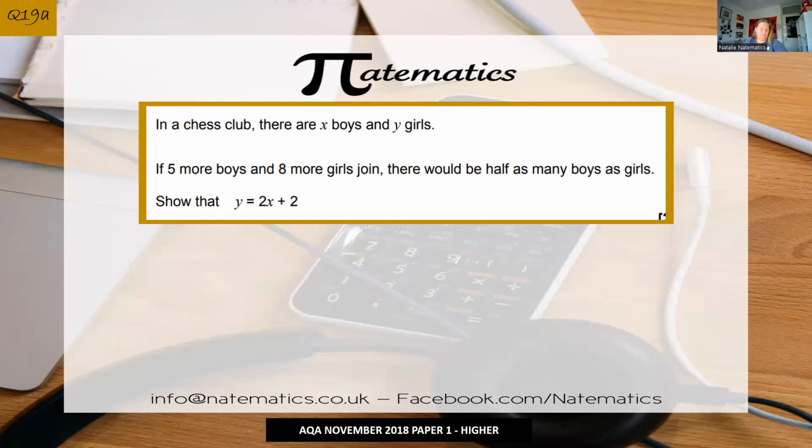What I'm trying to do here is pick a question that is probably not so obvious where you're going to start with it. This is one that typically a lot of students will look at and think, okay, there's a mixture of numbers but also some letters, and I've no idea how I'm supposed to show y equals 2x plus 2 from that, because they look so different. That is exactly why I'm doing the question, to show you.